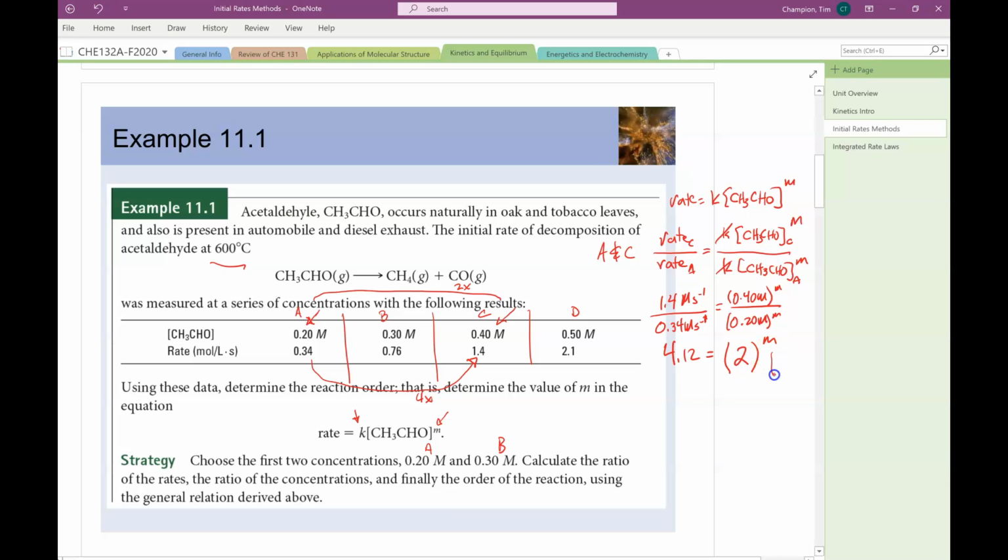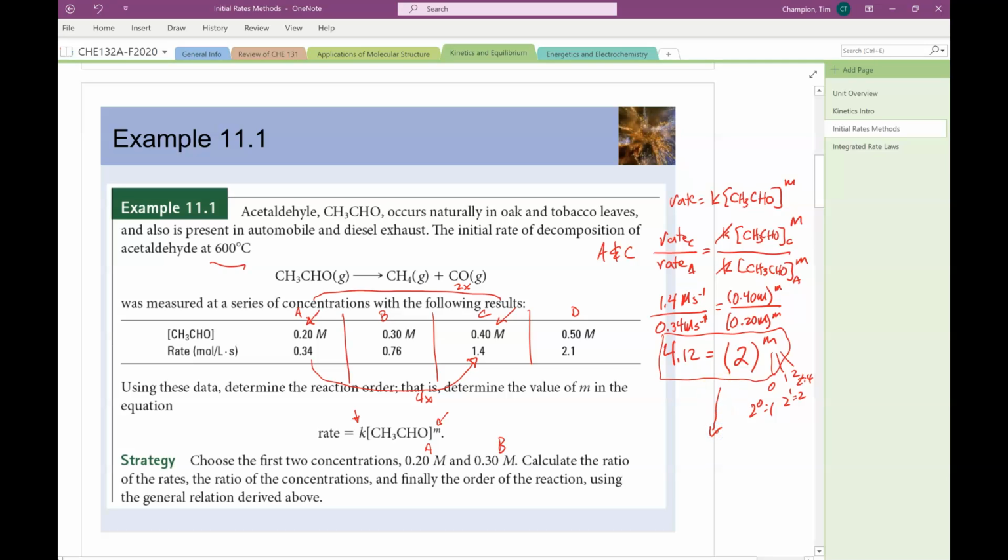Typically the orders tend to be 0, 1, or 2. 2 to the 0 is 1, 2 to the 1 is 2, 2 to the 2 is 4. So it looks like a second order reaction to me based on that. Now, if we want to get that number exactly, there is a way to do that. We can just try 0, 1, and 2 and see that 2 is probably the best answer there.